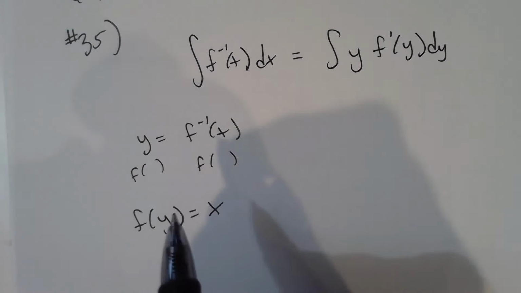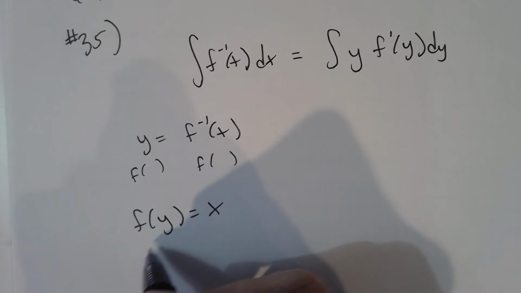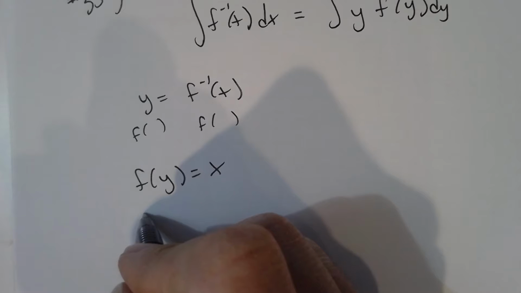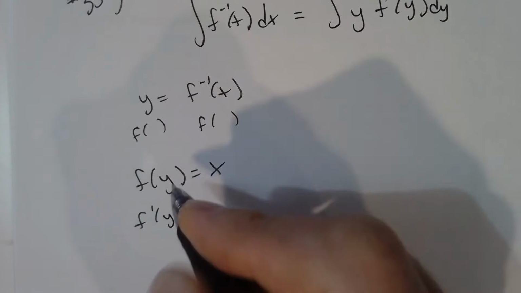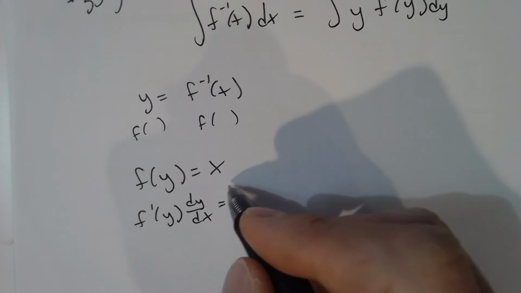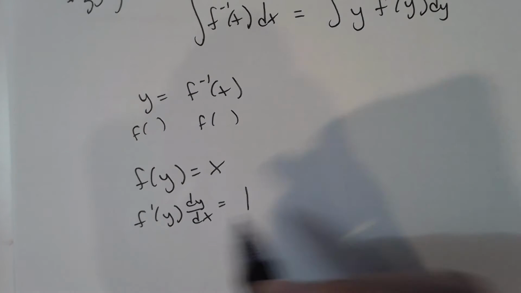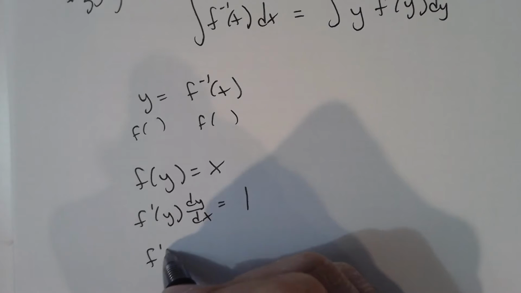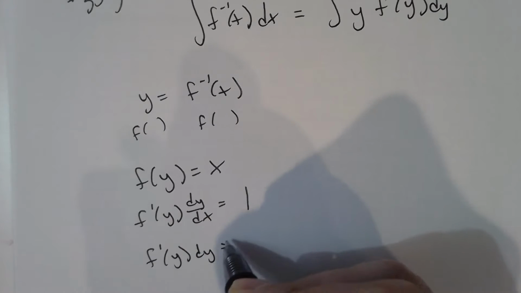Alright, so now we could find the derivative. Derivative of f of y is f prime of y times the derivative of the inside, which is dy dx, and the derivative of x is 1. So we could solve for dx, and it's f prime of y dy equals dx.